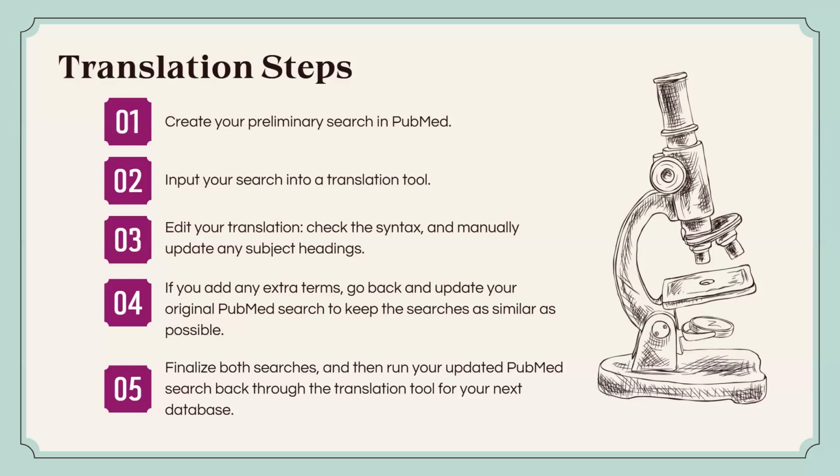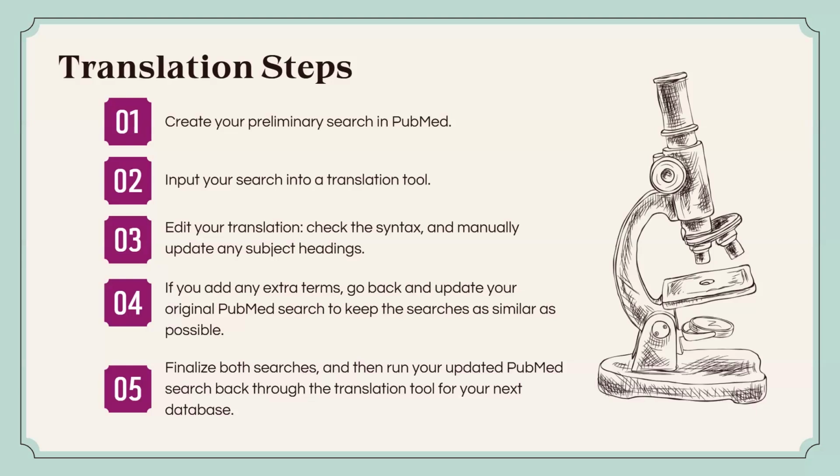And just make sure you're double checking. The goal of these tools is to help you speed up that translation process, not always be perfect. If you add any extra terms, make sure you go back and add them to your original PubMed search to keep them as similar as possible. That's really important for evidence synthesis searching. If you're just doing a literature search, it probably doesn't matter. But that number 4, I will say, is just for evidence synthesis work.